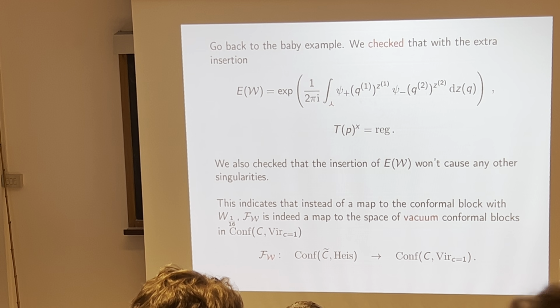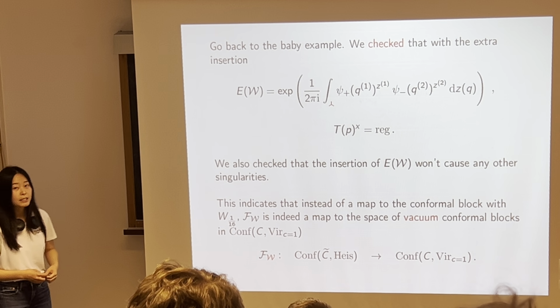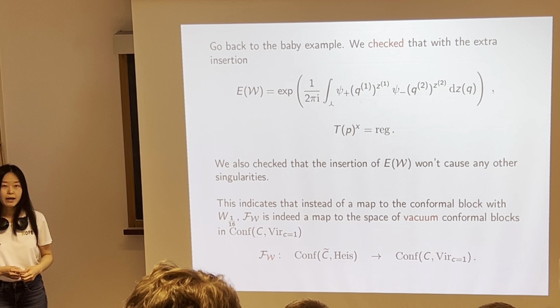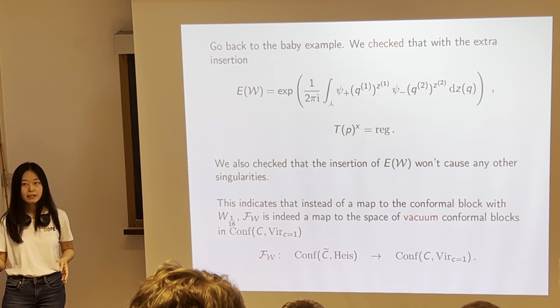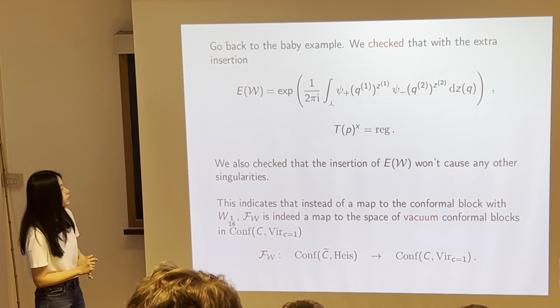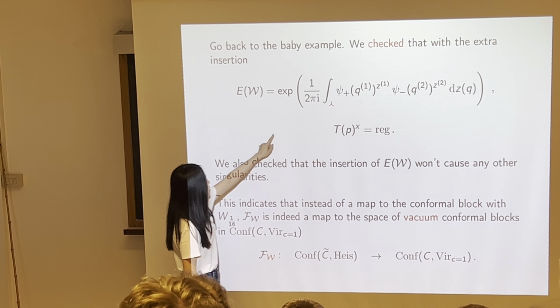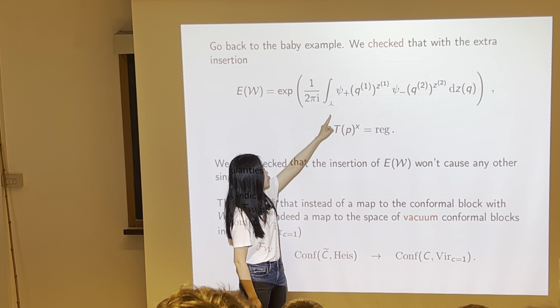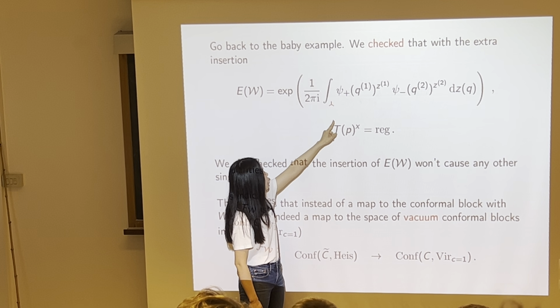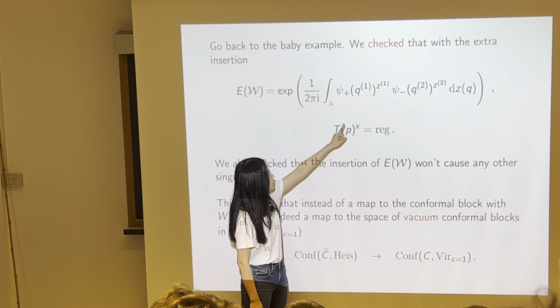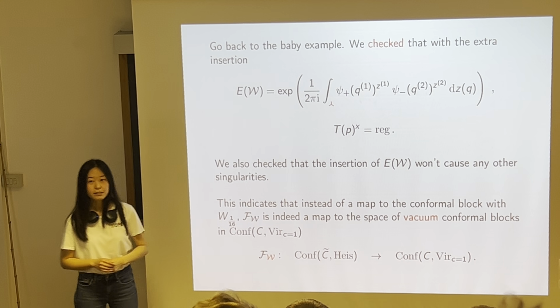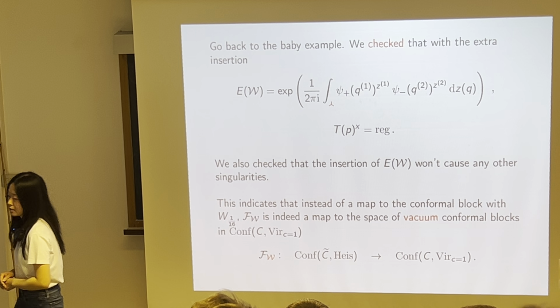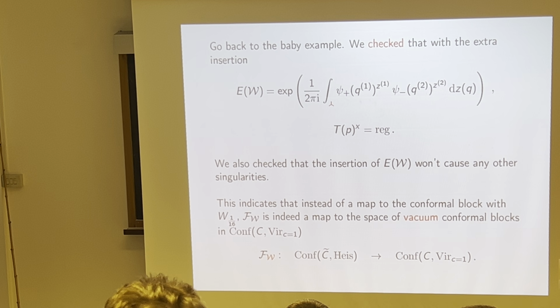So in this case, the spectral network is very simple. It's just given by three straight lines going from 0 to infinity at an angle 2 pi over 3. So here, this operator is simply the exponential of 1 over 2 pi i integrated over those three half lines. And the integrand is just as before. And by inserting this E_W, we can check explicitly that T_p(x) now is just something regular.